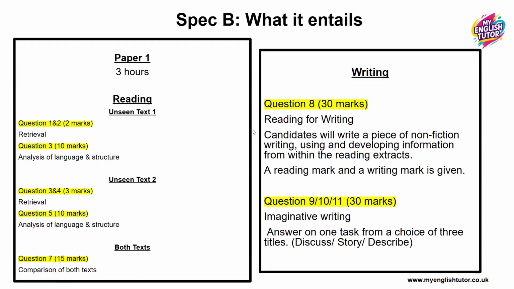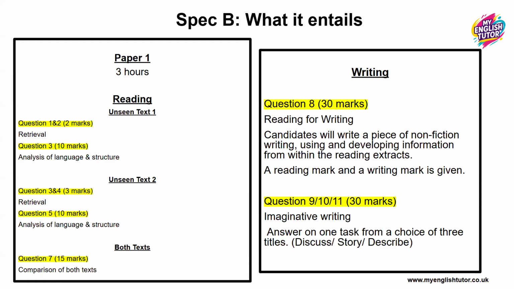For the second section of their exam, it is a reading for writing question. It's called directed writing on other qualifications. Candidates will write a piece of non-fiction writing, but they will use and develop information from within these 2 reading extracts within their writing. They gain both a reading mark for the information that they include from the texts and a writing mark for the overall quality of their writing.